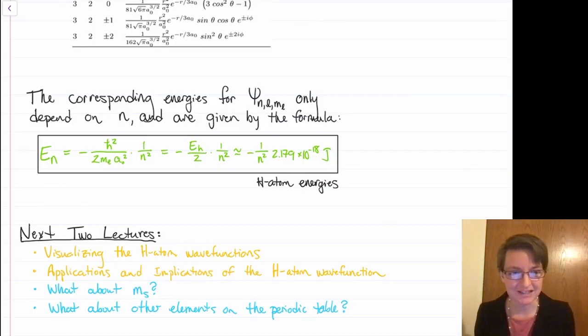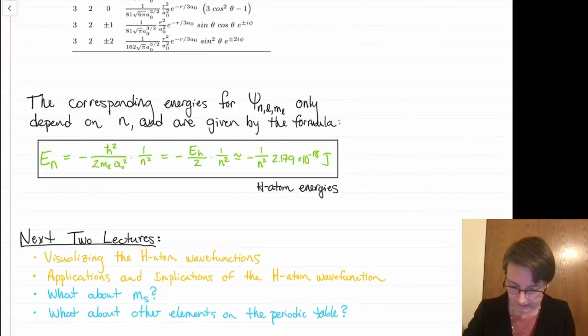And then last but not least, I hope that you are interested in atoms that go beyond hydrogen, and go beyond just other atoms with higher atomic numbers but still limited to one electron in total. And so what about other elements on the periodic table? What about neutral carbon or neutral neon? What do those wave functions look like? And so that is going to be the subject for our next two lectures.